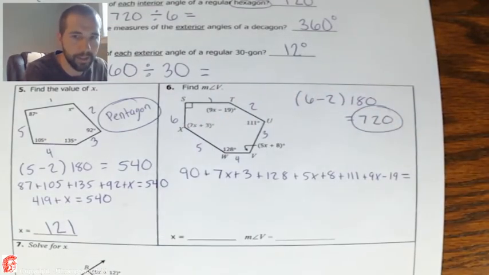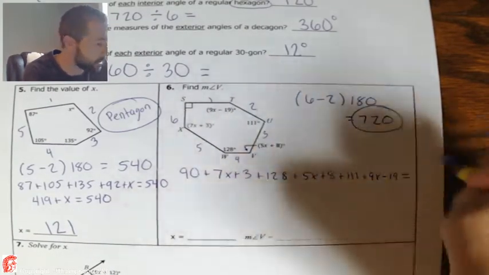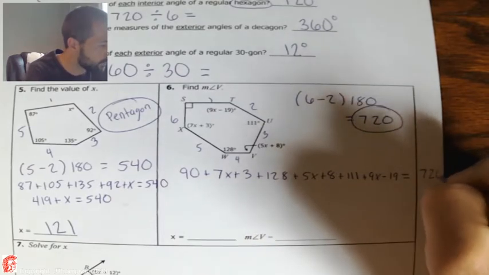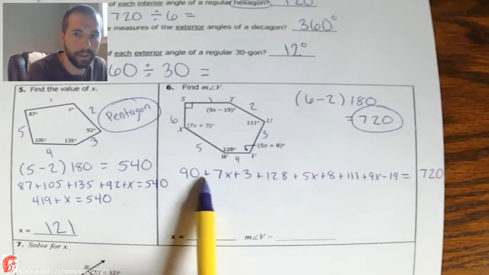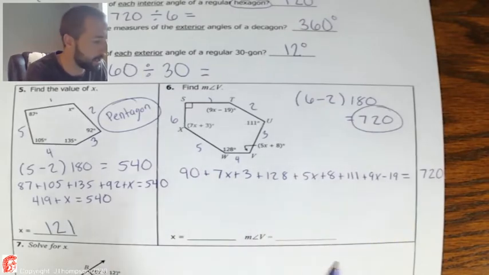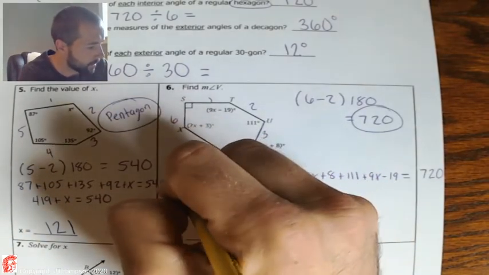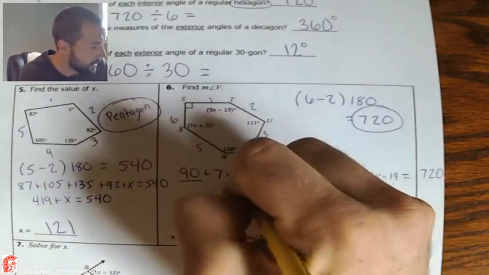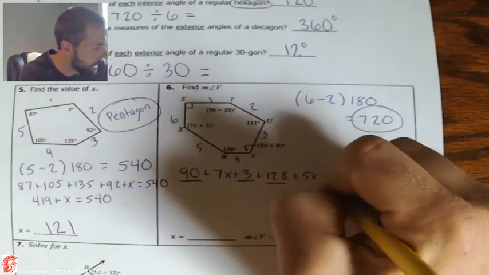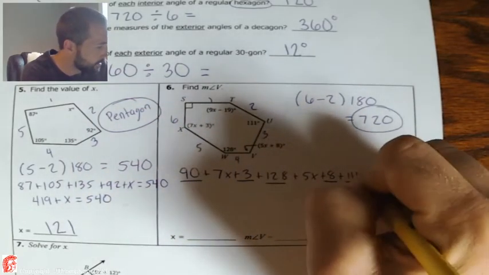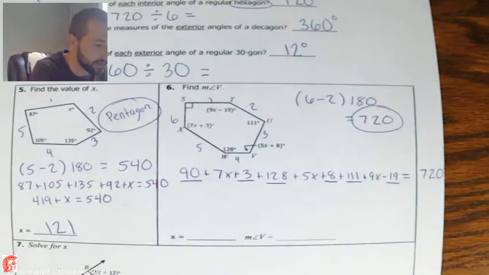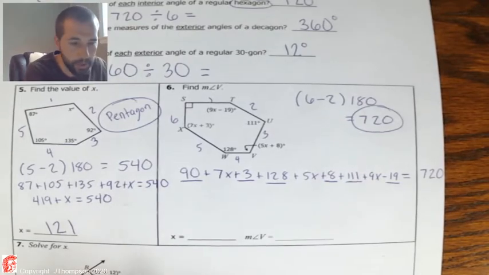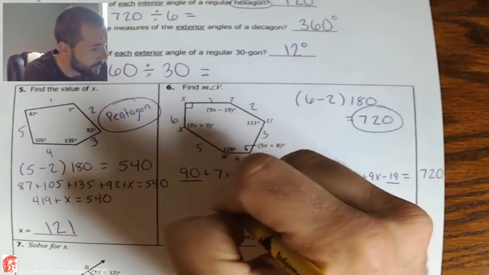And then add them all together, set them equal to the sum, which is 720. So we have a very long equation here that can be cleaned up very nicely by just combining like terms. So combine 90, 3, 128, 8, 111, and negative 19. Combine all those together, and you should get a total of 321.